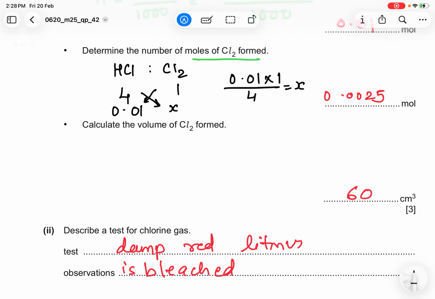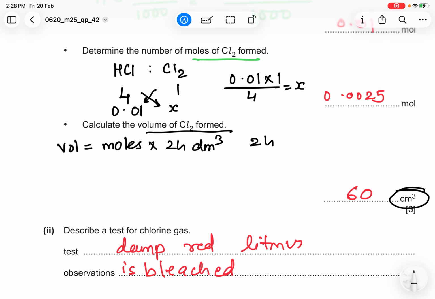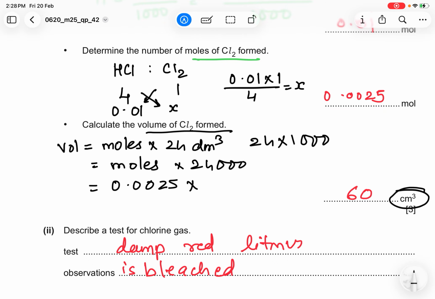Finally, we have to find the volume of chlorine formed. So volume is equal to moles into 24 dm cube, but because I have to find my answer in centimeter cube, I am going to multiply 24 into 1000. So it is moles into 24,000, which is 0.0025 into 24,000, which is going to give me 60. You can either first find the answer and then multiply it with 1000, or you can directly use 24,000.